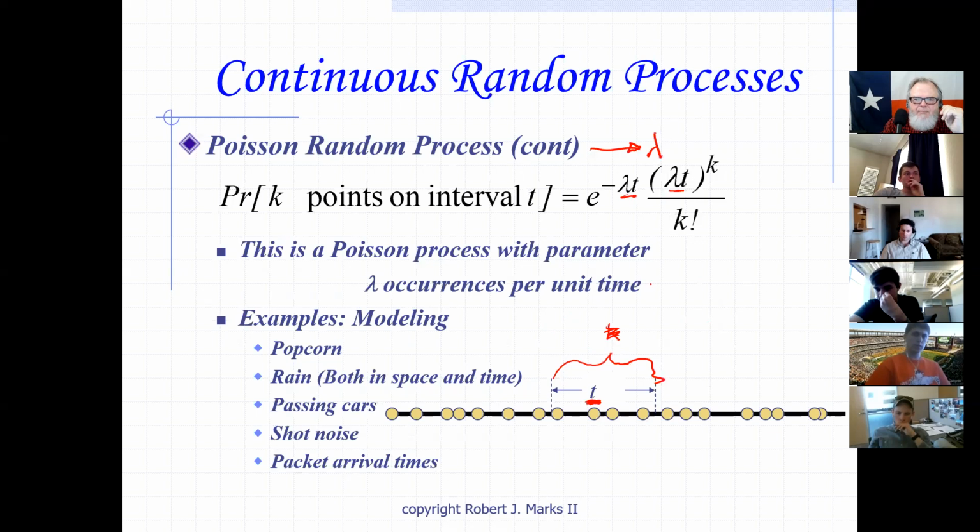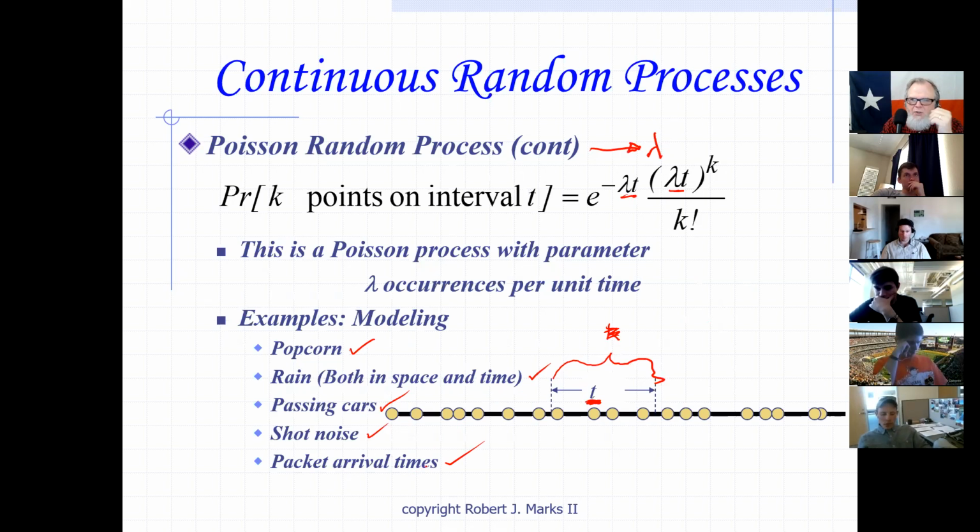And there are a number of examples. I mentioned popcorn. Rain: if you can imagine rain, it goes splat, splat, splat. That's a Poisson process, or could be modeled as a Poisson process. Passing cars we've mentioned. We'll talk about something called shot noise, which is something that happens in electronics, and packet arrival times. If you look at packet arrival times, say at a computer, over a certain period, it is typically modeled as a Poisson process.